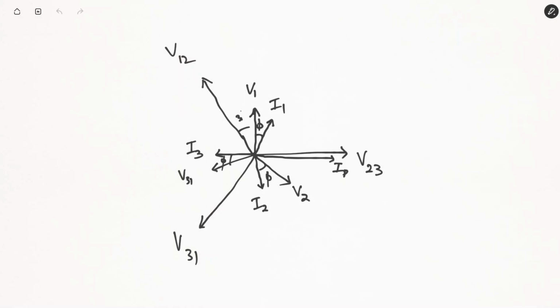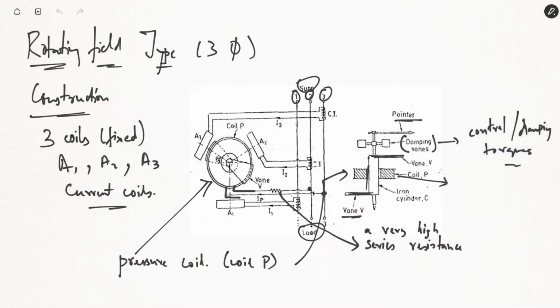These are the deflecting torques on the vanes of this cylinder, where theta is this angle. It is the angle that the vane will form.